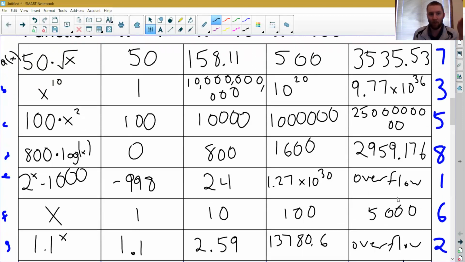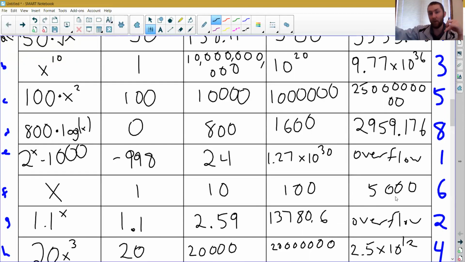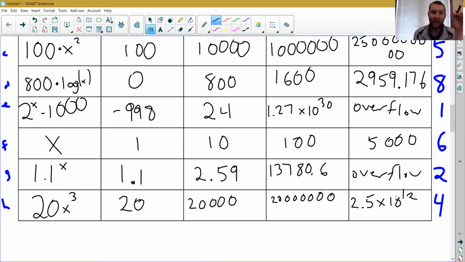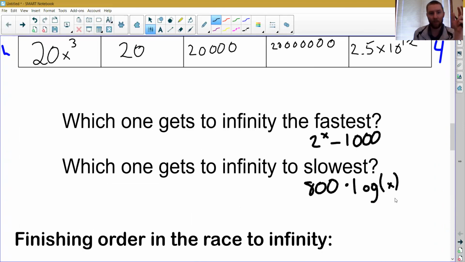We have a square root function. We have x to some power functions, right? We have x to a power of 2 or x to the power of 10. We have log functions. We have exponential functions, 1.1 with the x exponent, 2 to the x, and so on, okay? So we're going to write down a general rule for the winner of the race to infinity, and then we will talk about applying this.